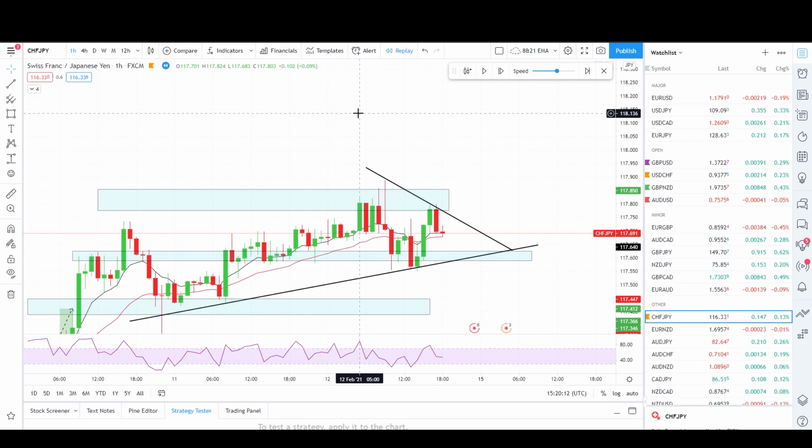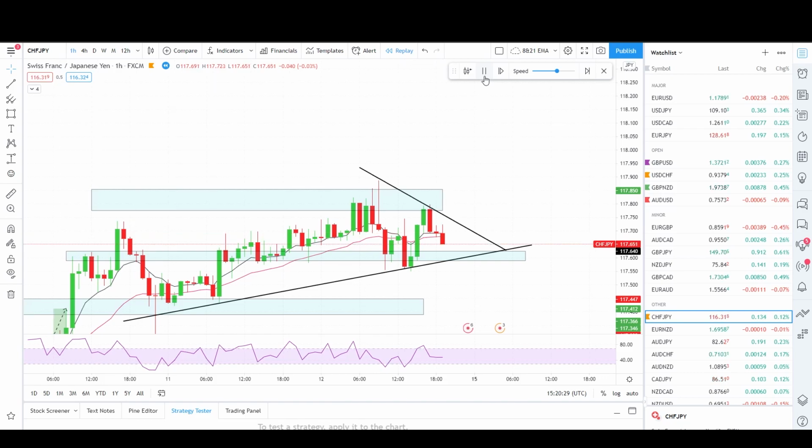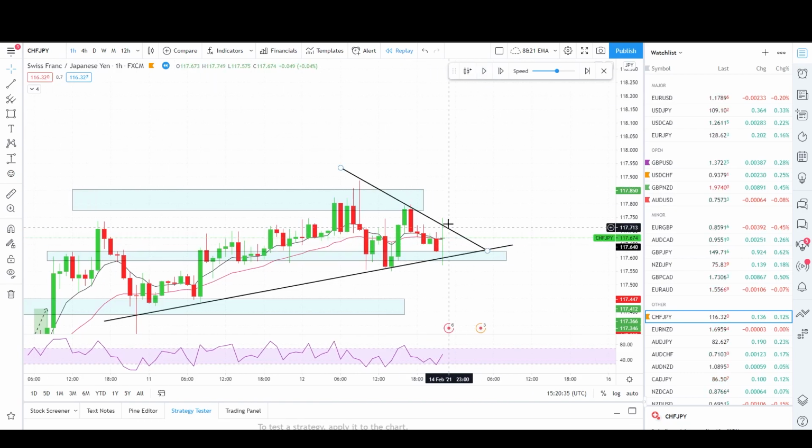So in this scenario, as you can see, there is not much room left for the market to move. So what we are actually waiting for is some kind of breakout. So let's turn the replay tool on and see how it basically goes. As you can see, the market is moving into that squeeze pattern.